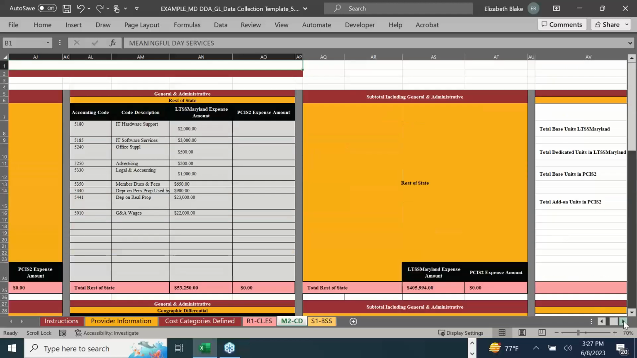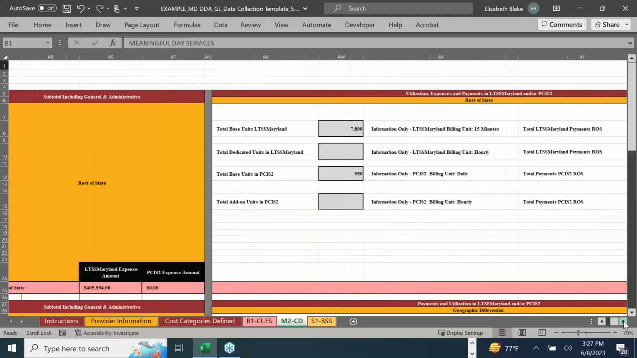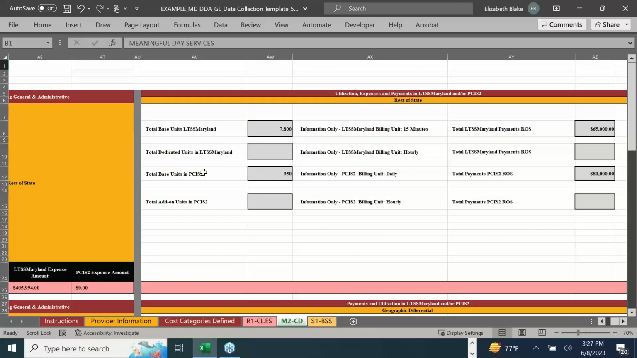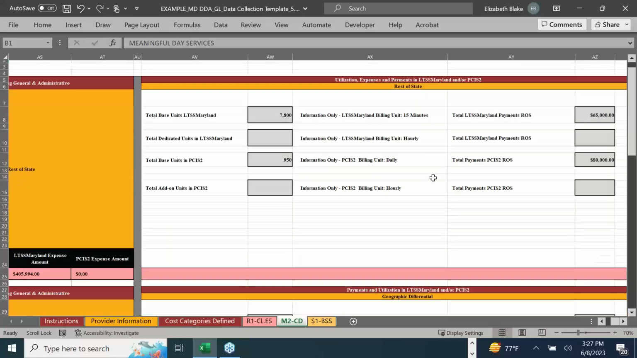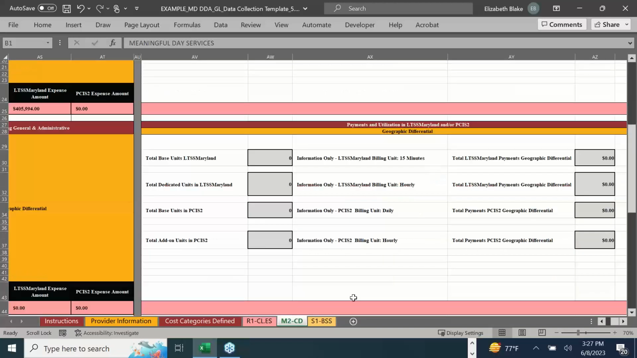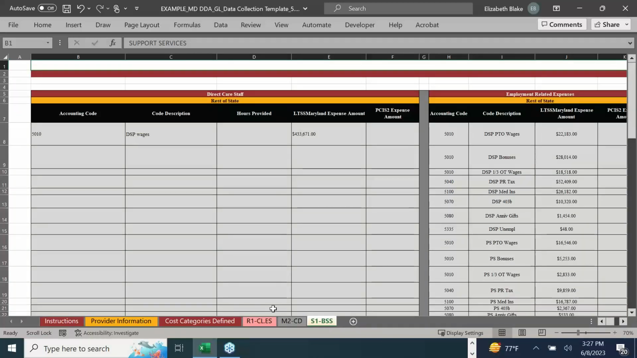So just like with the other tab, we're going to want to know your total base units as well as the total dedicated units or add-on units, and then of course the total payments for each of the billing systems that are used. And that's going to be consistent for the rest of state and the geographic differential. And then, like I said, very, very similar across tabs.